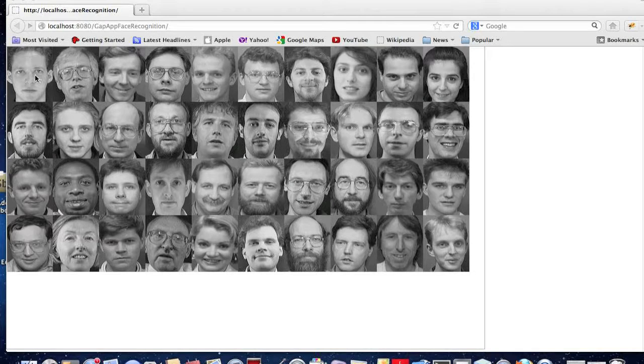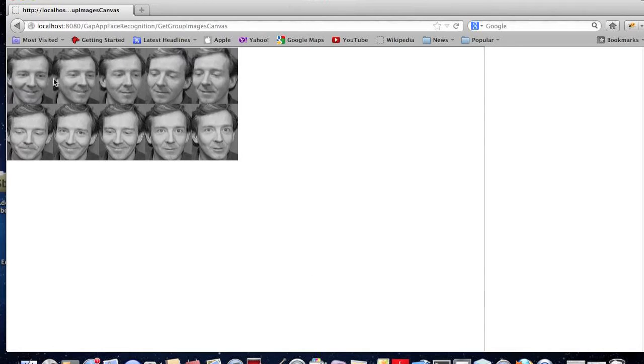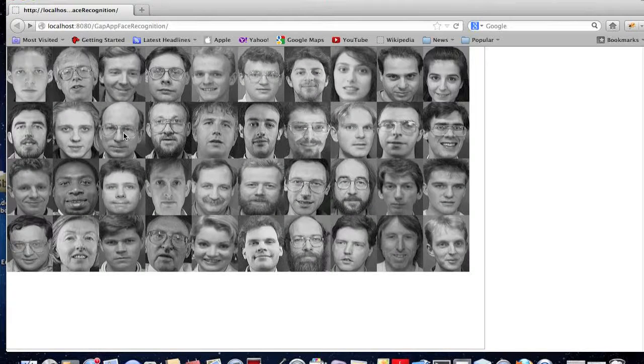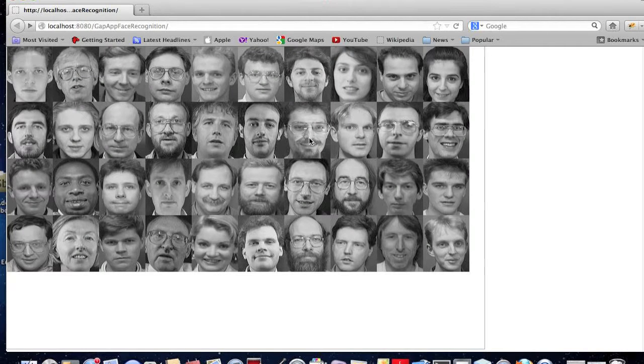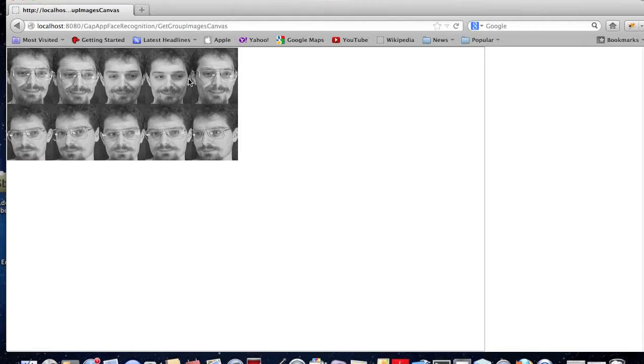Here's the app. We've got 40 faces here. We actually have 10 poses for each one of these faces. To see the 10 poses, I click on a face, and I get the 10 poses. If I go back and click on a face, I get the 10 poses that go with that face. Try it again. I'll click on this face, and I get the 10 poses.